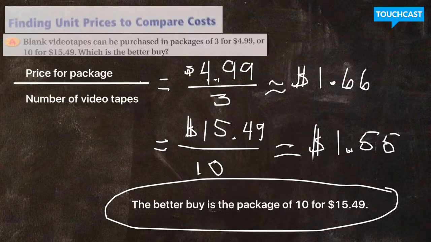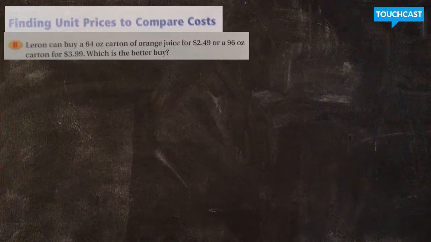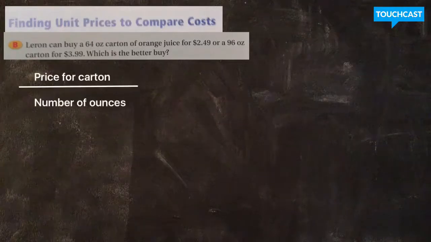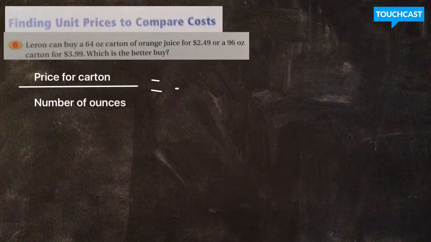Let's look at one more example. So we have Leron. He can buy a 64-ounce carton of orange juice for $2.49 or a 96-ounce carton of orange juice for $3.99. Which is the better buy? So we're going to put the price for a carton of orange juice over the number of ounces in the carton. So let's start with the first option. We can buy a 64-ounce carton, so we'll put 64 in our denominator, for $2.49. So we'll put $2.49 in our numerator.